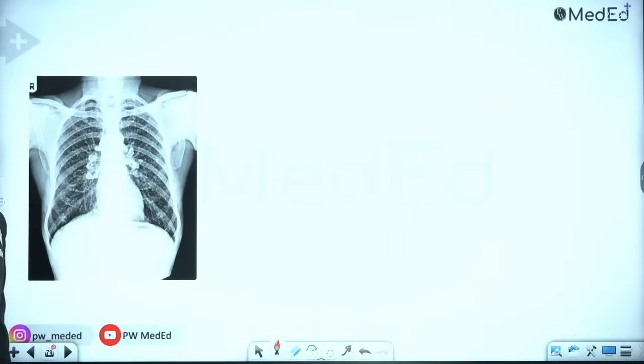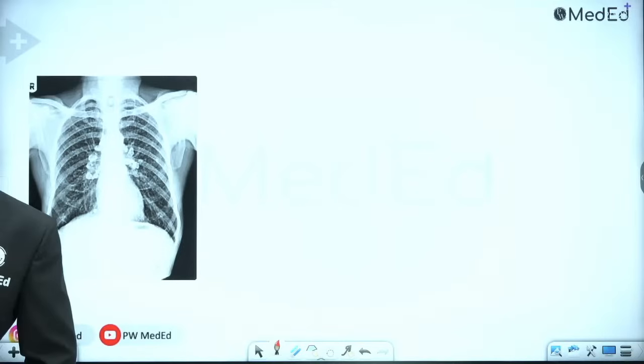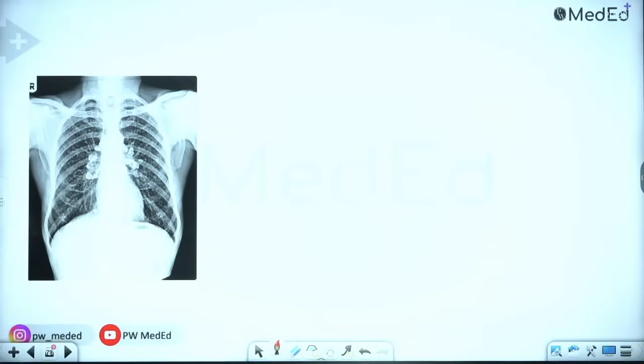Now look at this X-ray and tell me what your findings are. Apply the principles that I have told you.